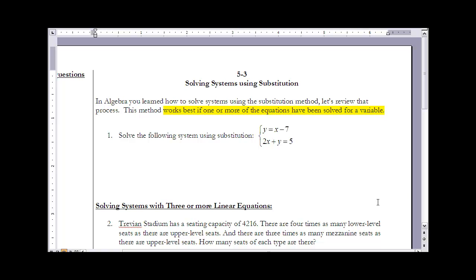The thing that you want to remember about solving systems using substitution is when it works best, and you want to think about this for all of the different methods. Solving systems using substitution works best when, in your system, at least one of the equations is solved for one of the variables.